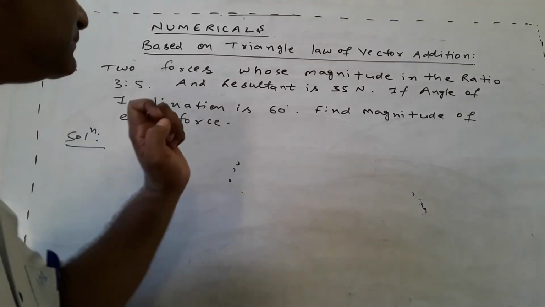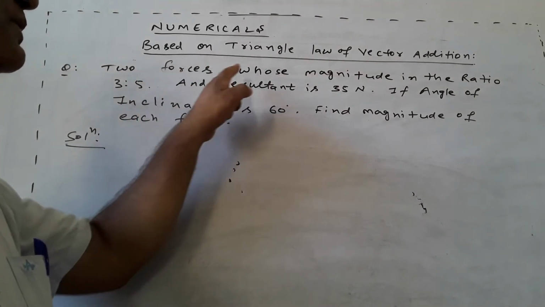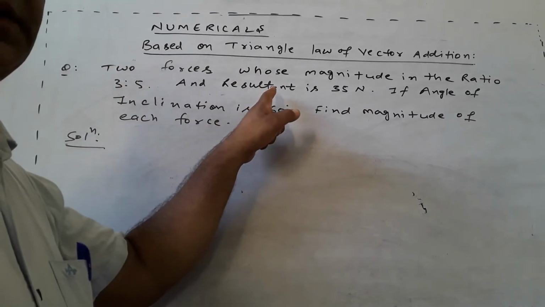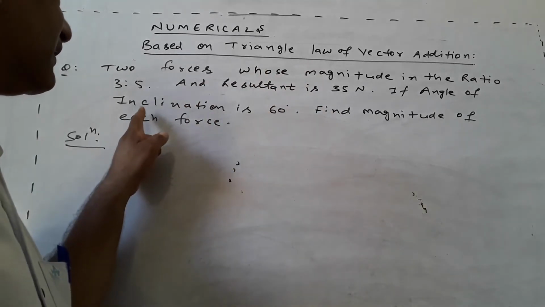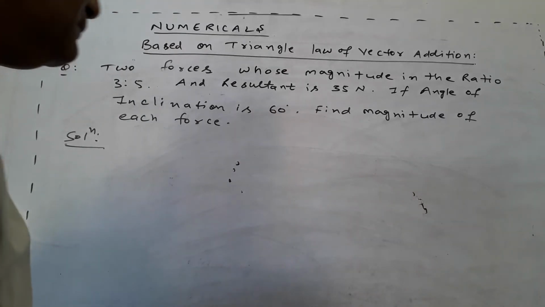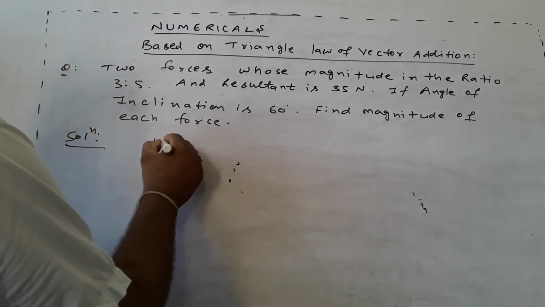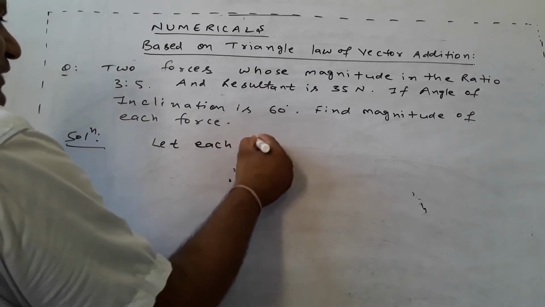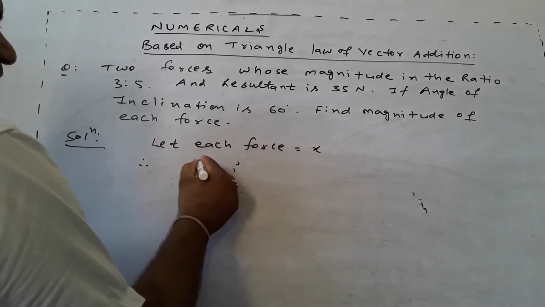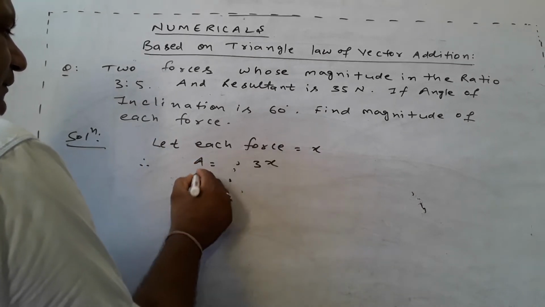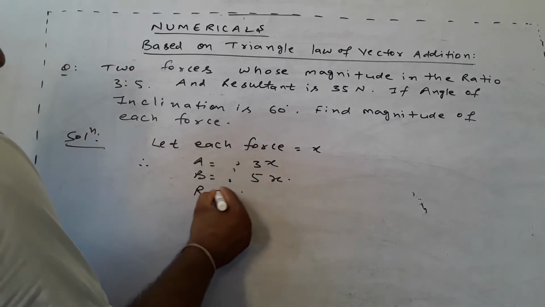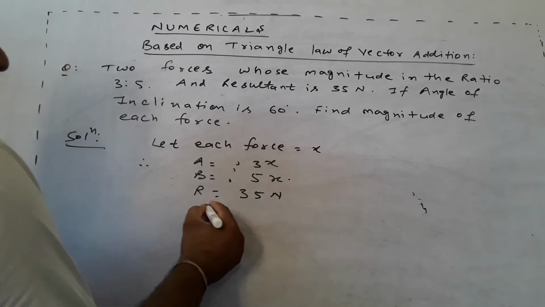In the next question, two forces whose magnitudes are in the ratio 3:5 have a resultant of 35 Newton. If the angle of inclination is 60 degrees, find the magnitude of each force. Now, let each force equal x. Therefore, A is equal to 3x, B is equal to 5x. Resultant 35 Newton. Theta is 60.